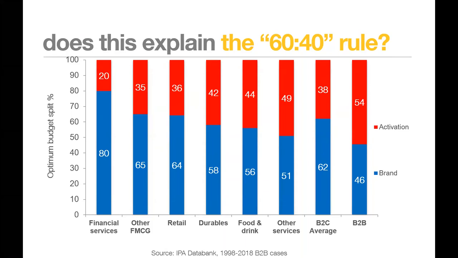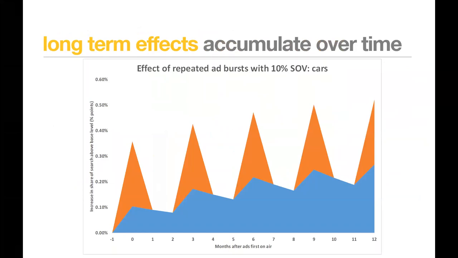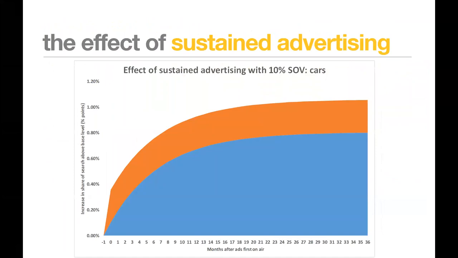What our share of search models also tell us is what happens if you have sustained advertising. One of the pushbacks that I've had about this zigzag chart, this famous chart that I've presented in various forms over the years, is that I seem to be advocating bursts of advertising. No, I'm not. That's just a simulation of what would happen if you do bursts of advertising. This simulation shows you what happens if you have sustained advertising for a brand. What happens is that you get build in the short-term effects, you get build in the long-term effects, but the main build comes from the long-term effects in blue. And eventually what happens is that with sustained advertising, your share of search will stabilize eventually.